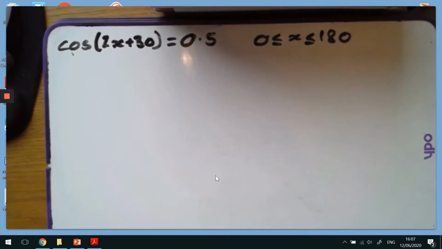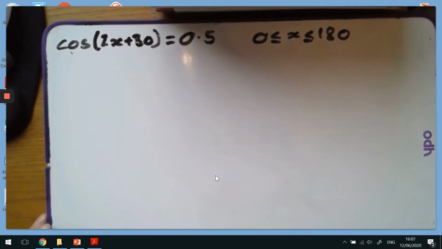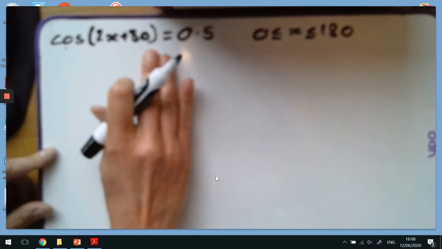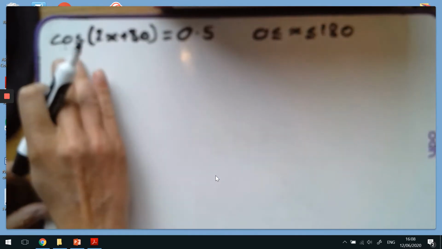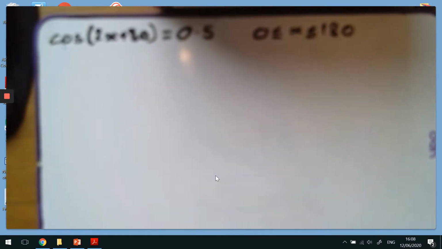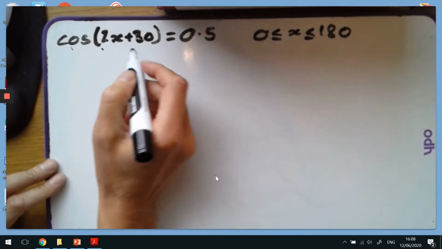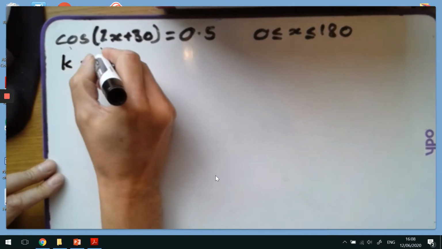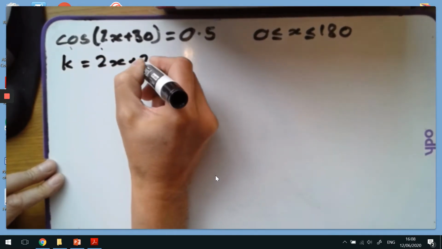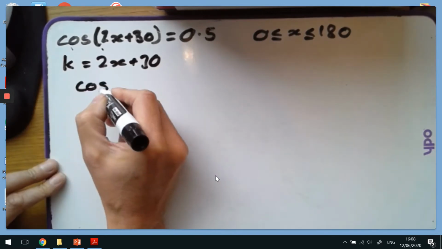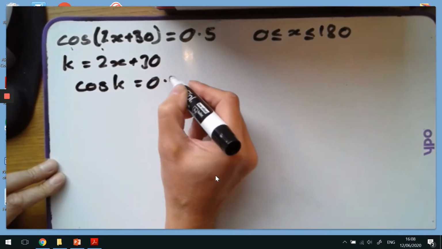Okay, so here we go. Let's just get started and dive into them. So I've got cos of 2x plus 30 equals 0.5. Because it's cos of a function of x, I am going to use a variable instead of the 2x plus 30. So I'm going to use k. It seems to be the common one that's used. Cos of k equals 0.5.